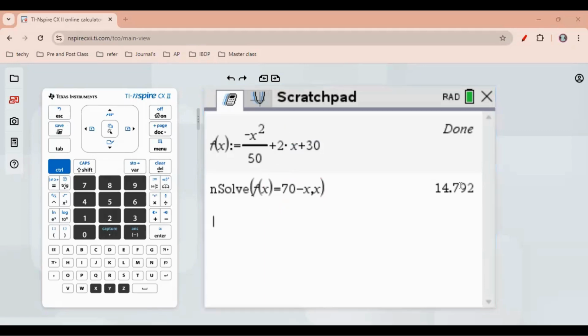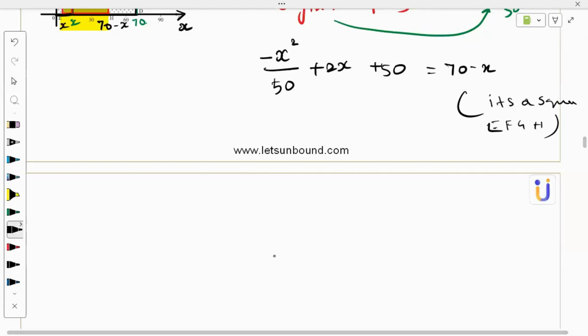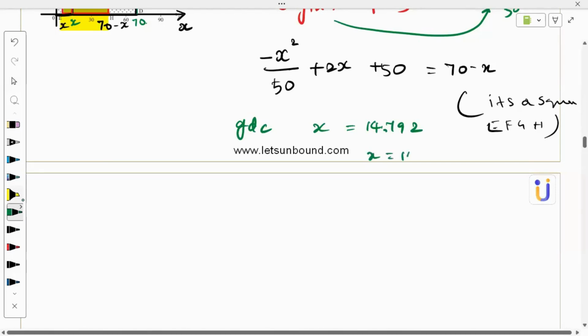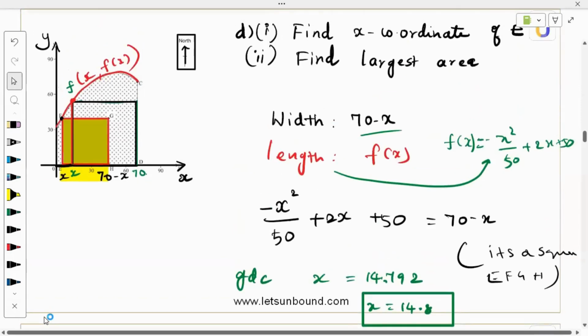We can just take it. If you approximate, it's 14.8 or something. So we got the x coordinate. This implies, from the GDC, x is equal to 14.792, and x is equal to 14.8. Let's fix it. Correct. So that's simple. And then find the largest area.